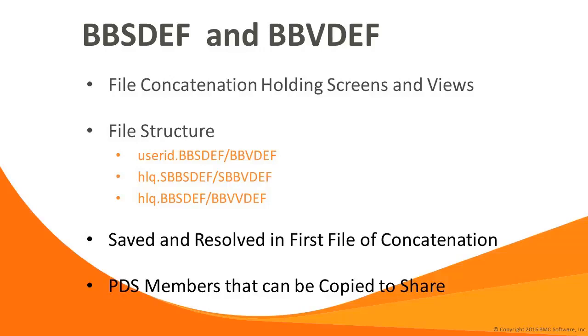The allocation of user-level libraries is determined during product customization. Until they allocate their user-level libraries, users will be prompted to do so each time they start a MainView session. Views and screens are displayed from the first hit in the concatenation. To share customized views and screens, you can copy the PDS members in the BBVDEF and BBSDEF files.